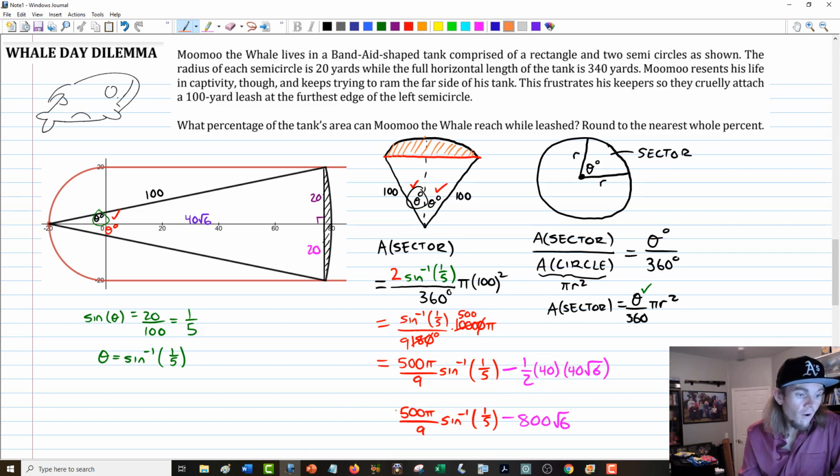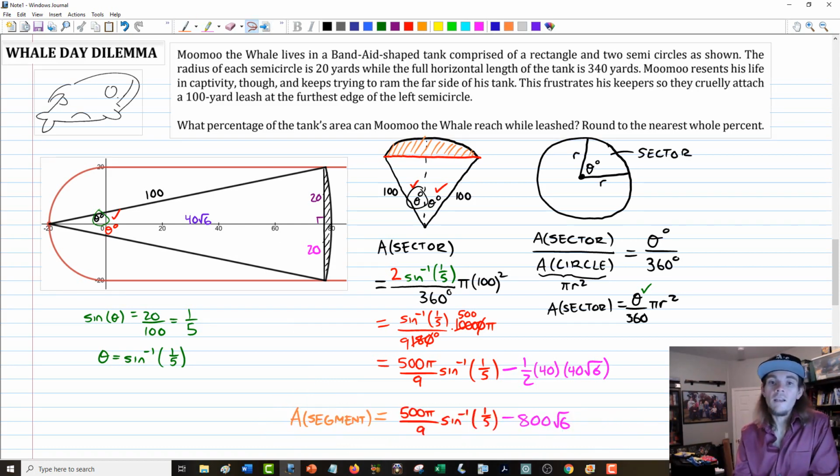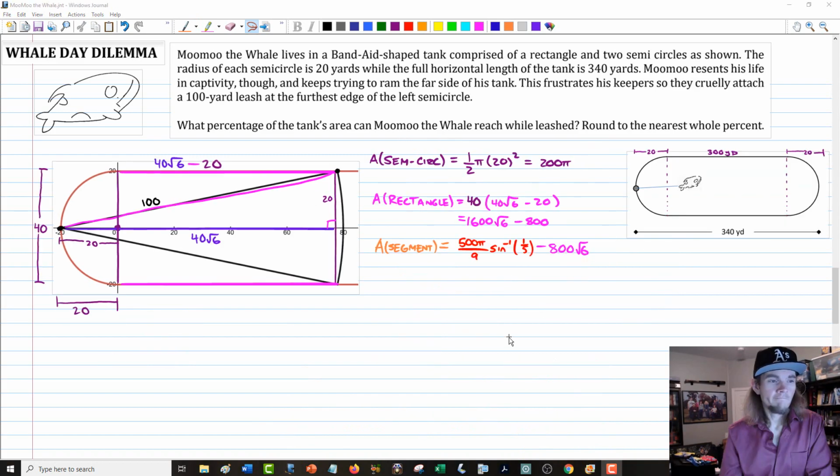After all of that work, this is the area of that tiny little segment that we were looking for. It's that little chunk that stretches beyond the rectangle. That was sort of the missing piece. Based on this, we are ready to actually finish this problem. So let me get that set up and then we'll pull it up here. Okay, we've got all our information collected here. We're ready to find both the area that is accessible to Mumu the whale, and also our percentage answer. So let's do both those things as we go.